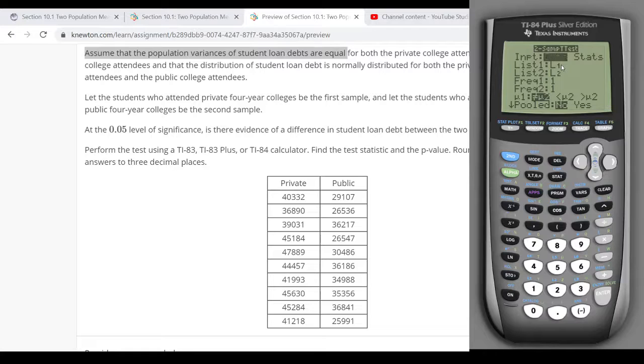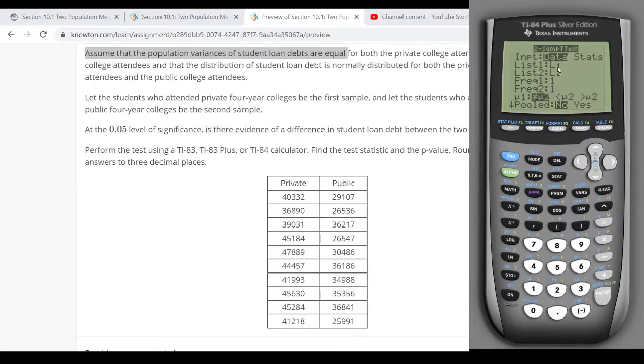Now it's going to ask you, do you have the data, which we do, or you could also do this if you're just given the statistics. If you're given the mean of sample 1, the standard deviation of sample 1, the size of sample 1, the mean of sample 2, the standard deviation of sample 2, the size of sample 2, if you're just given the statistics, go to this area. But we're not given those values. We're just given the data.